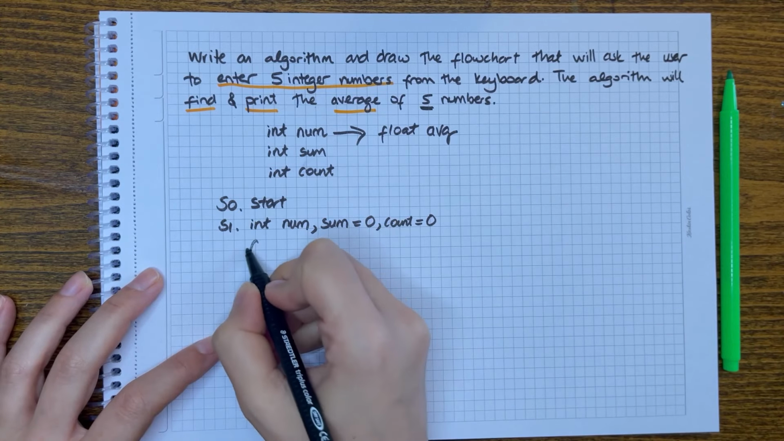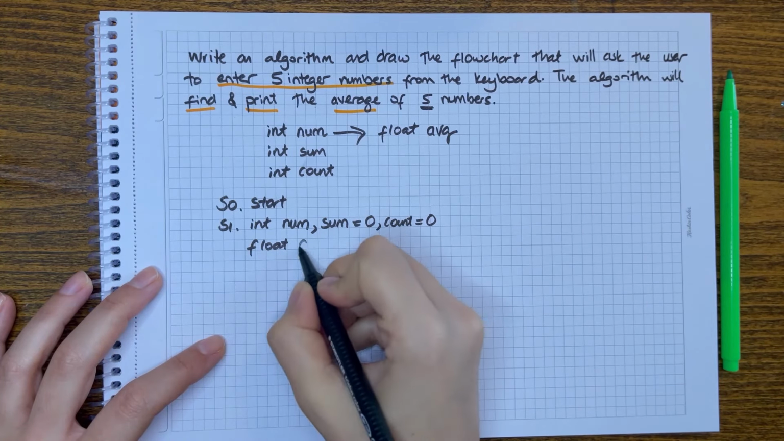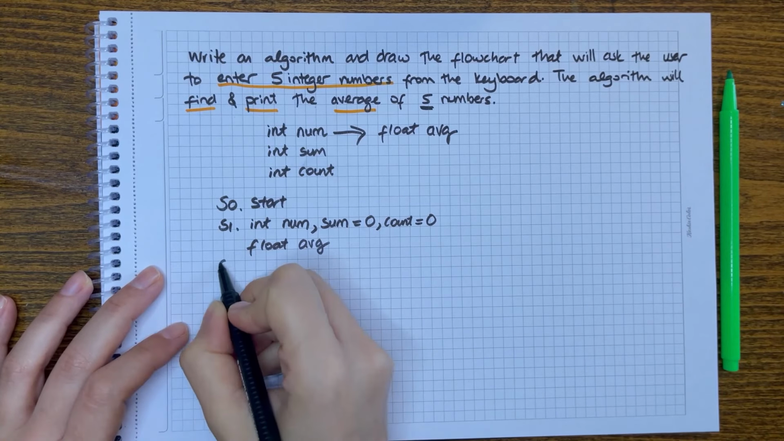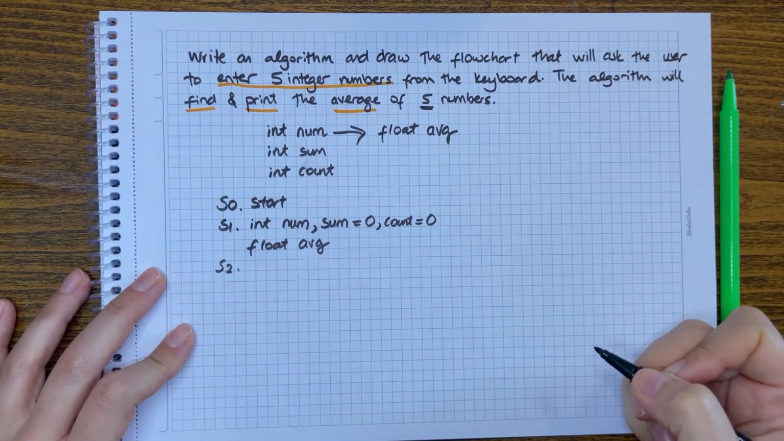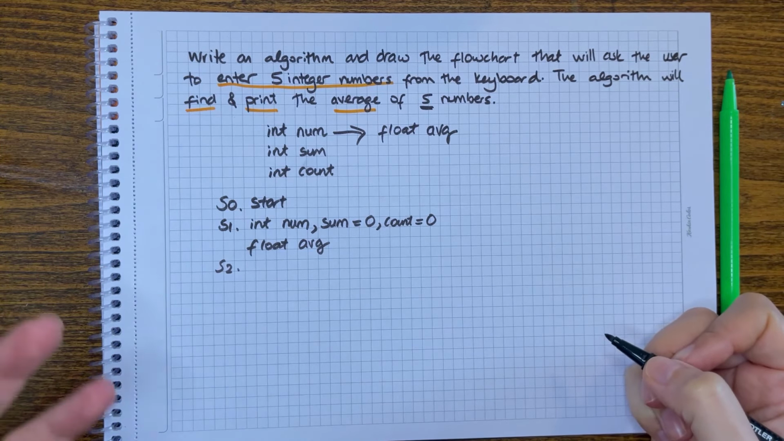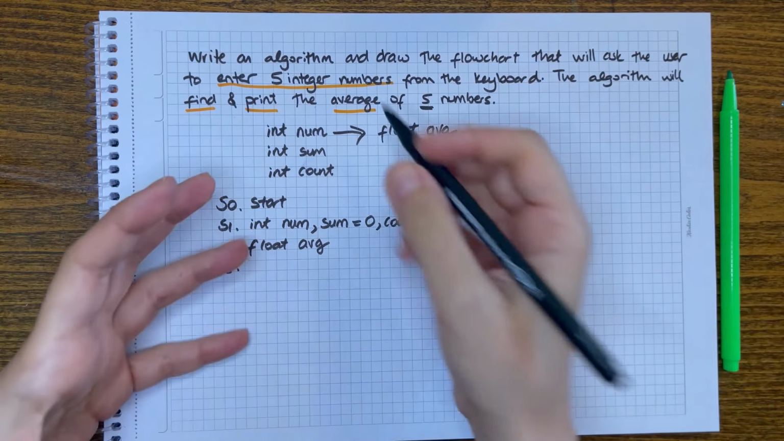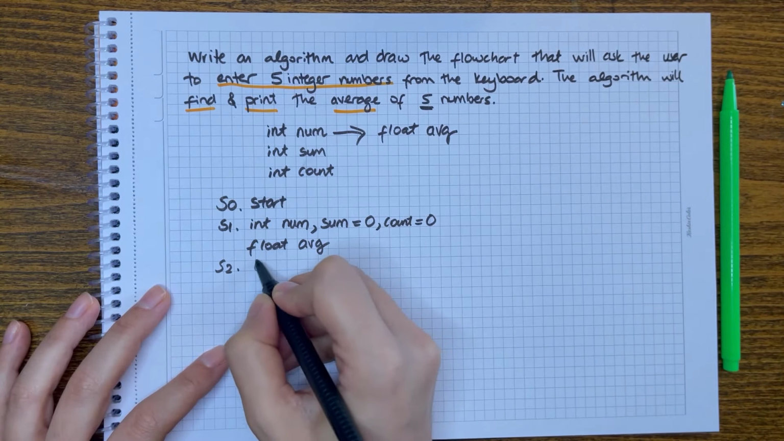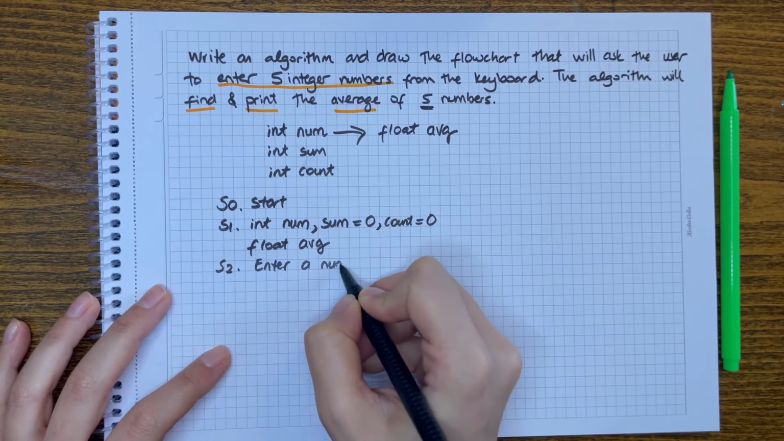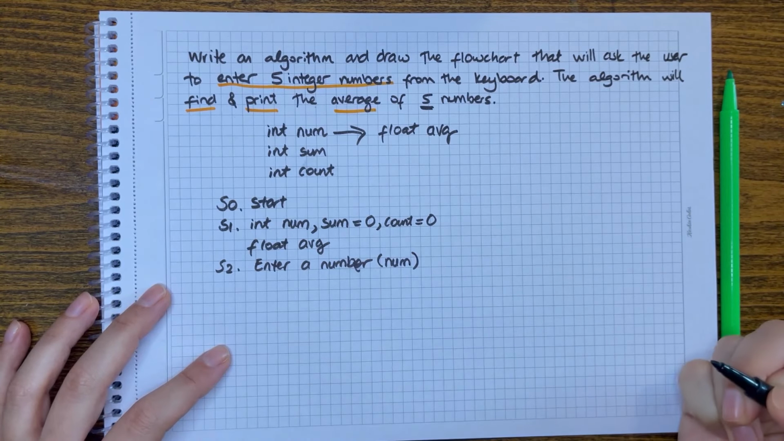And then we have the float average. Since the data type is different from that variable name, I used a float here, so float average. And in step number 2, what the question says, ask the user to enter 5 numbers. We will write it only once, but the algorithm will repeat it many times. How many times? 5 times it will be repeated. So I am saying, enter a number. What is the variable name for the number? Which is num. You may write it in here.